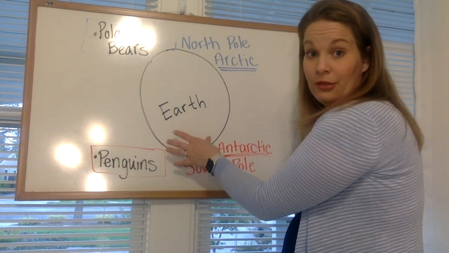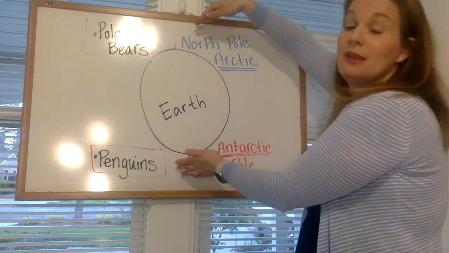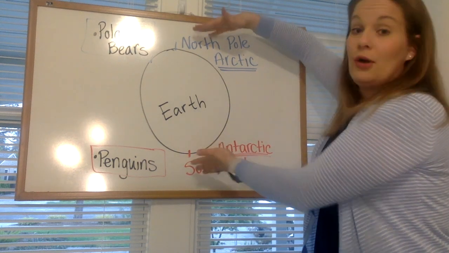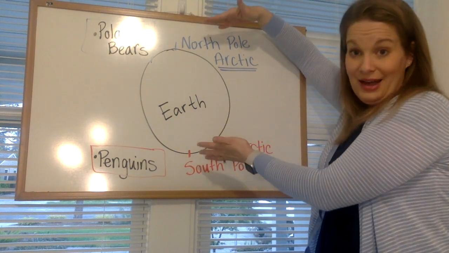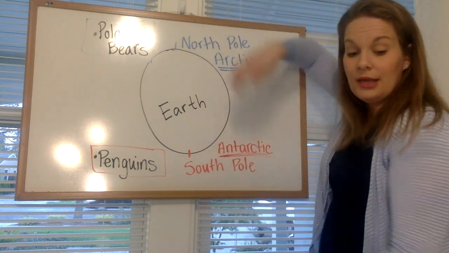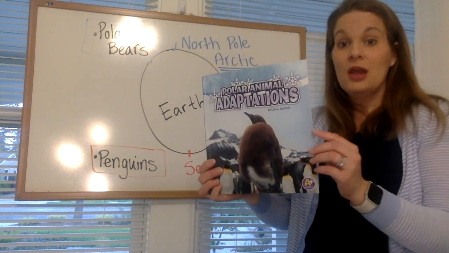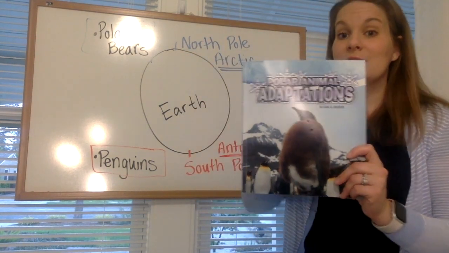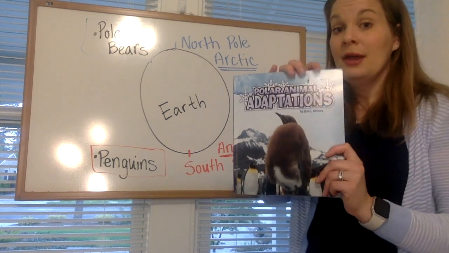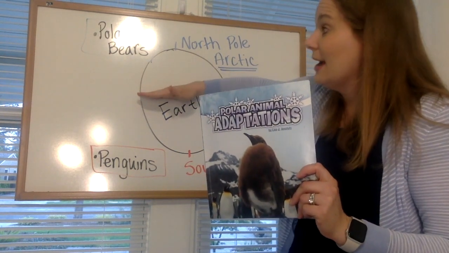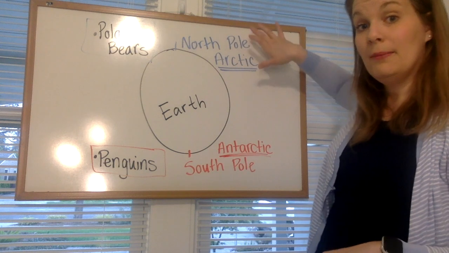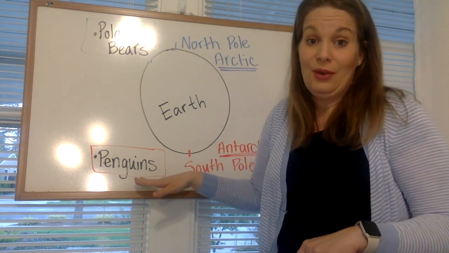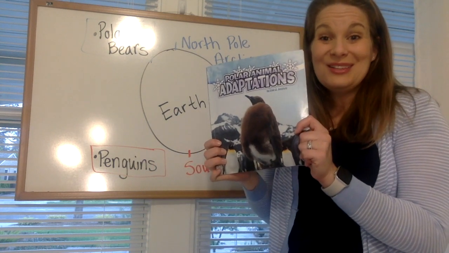Now, both of the poles, because of the amount of sun that shines on them and the amount of heat that they get, are both very, very cold areas. So when we're talking about the polar regions, all of these animals have to adapt to living in the cold. But in this book, it kind of mixes it up, and I wanted to clarify that polar bears are in the North Pole by the Arctic, and in the South Pole, the Antarctic, is where you'll find penguins, okay? So I'm going to get ready to read this to you.